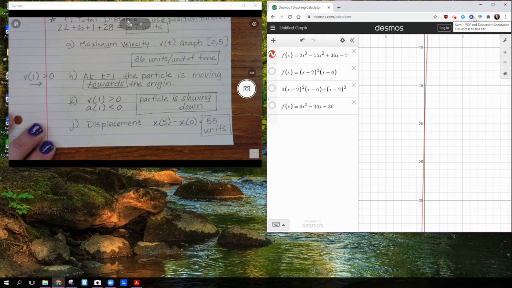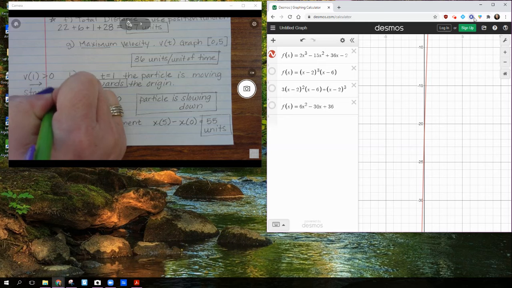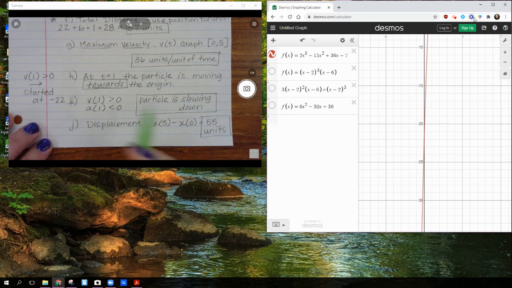So you got to pay attention to where you are, and then from there, use the right and the left direction. So we started at negative 22, that was the position. And so if we're moving to the right from negative 22, we actually are moving towards the origin. So I think I gotcha on that one. So just be careful, take into consideration where you start, and that position function will help you with that information.